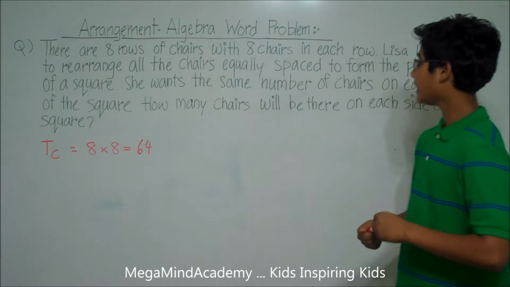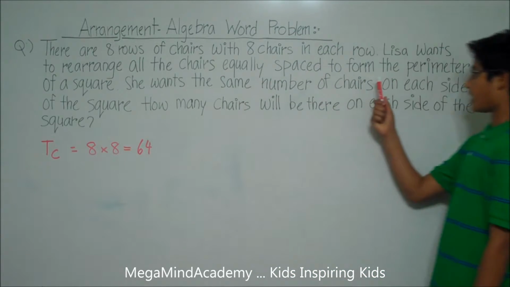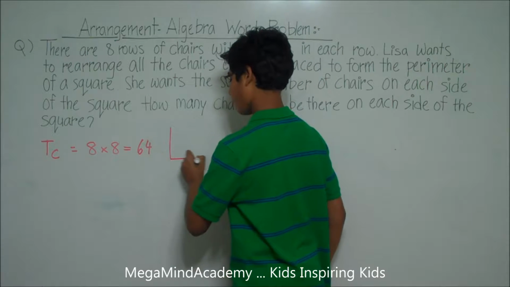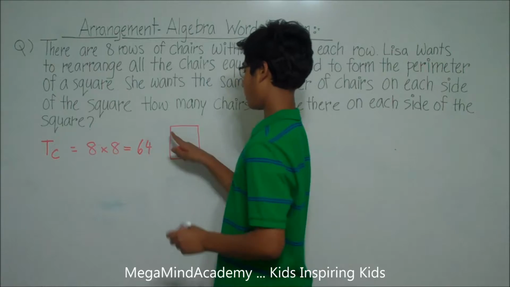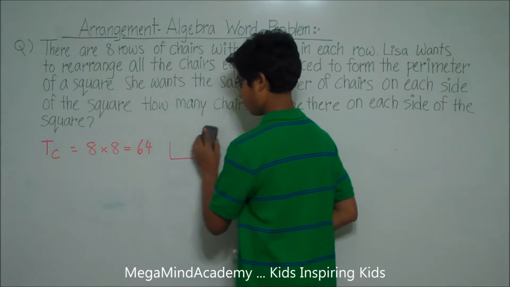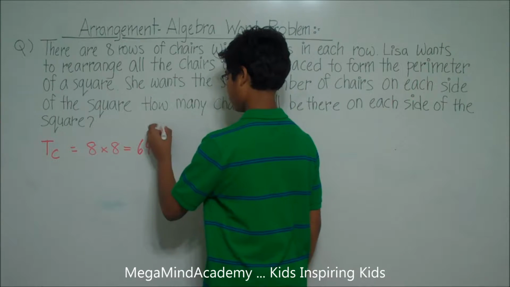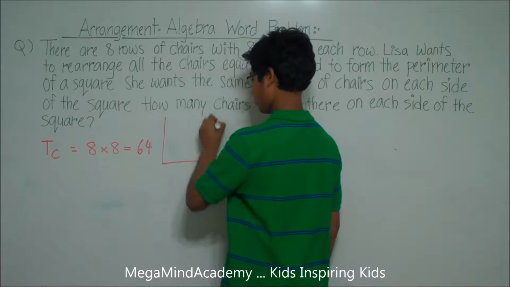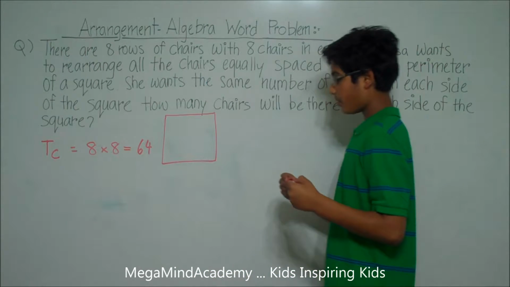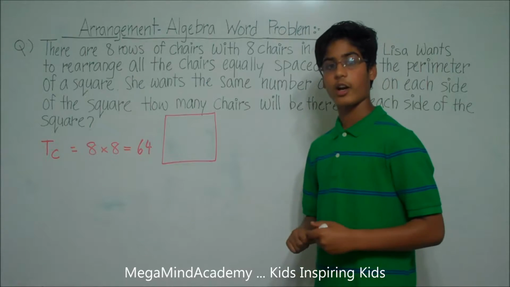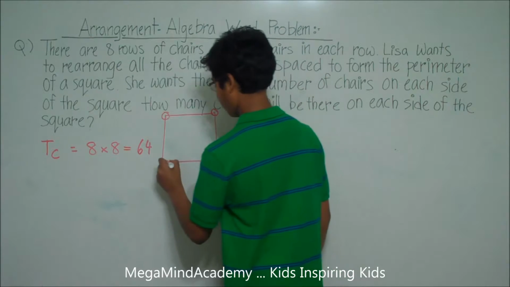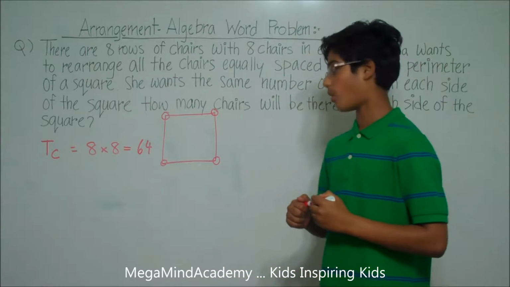Now, Lisa wants to rearrange all the chairs equally spaced to form the perimeter of a square. So she wants to construct this figure, the perimeter of a square, the stuff in red. Let's make this a little bit bigger. Now, we can see that this perimeter of the square has 4 corners: 1, 2, 3, and 4. And we know that on each corner there's 1 chair.